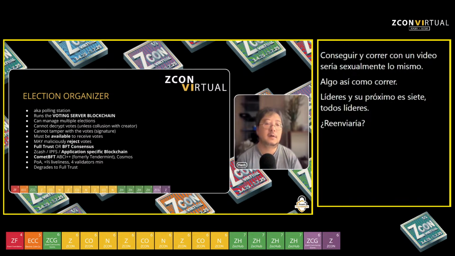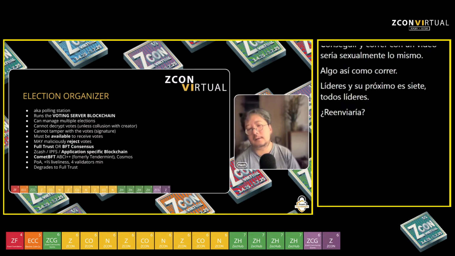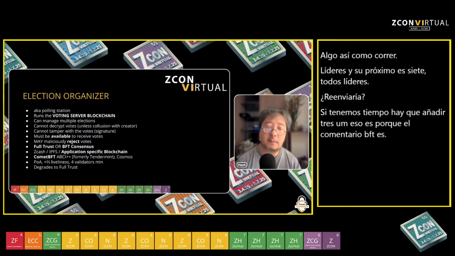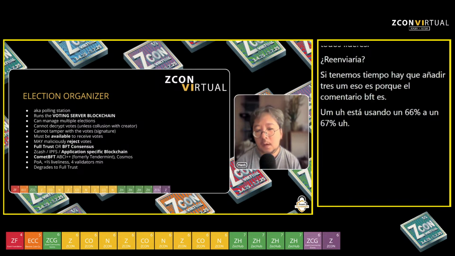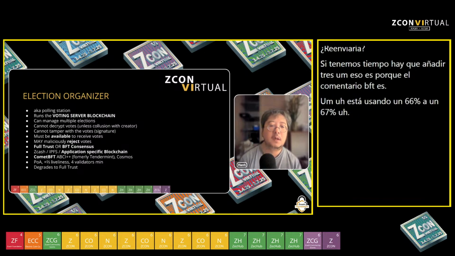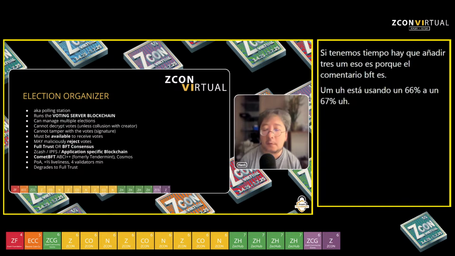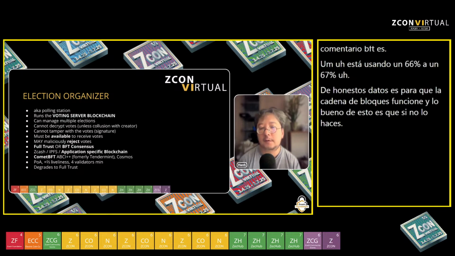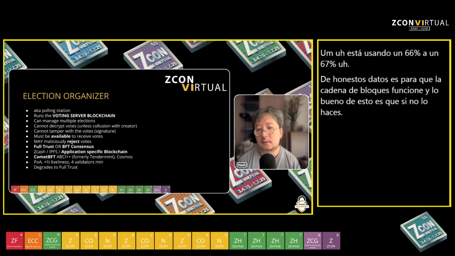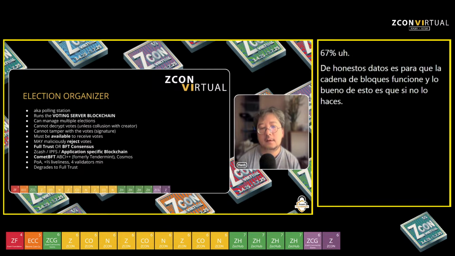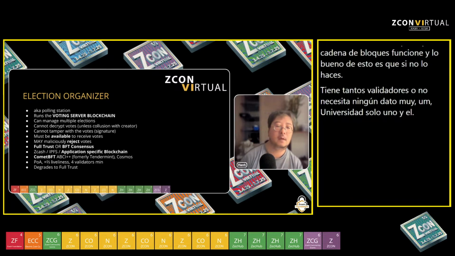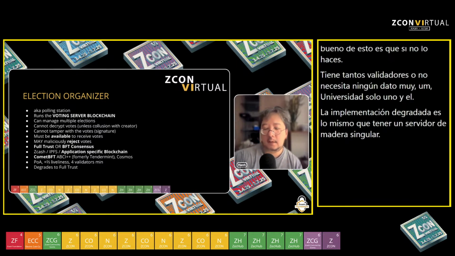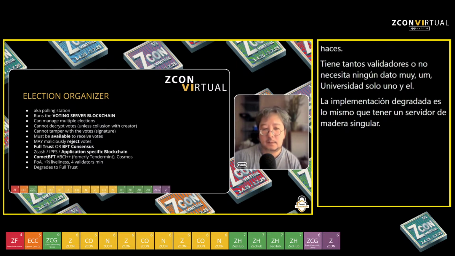That's because CometBFT requires 66%, 67% of honest validators for the blockchain to work. And the good thing about this is that if you don't need that many validators, you just run one, and the degraded deployment is essentially the same as having a single vote server. So yeah, that's the way it is run.